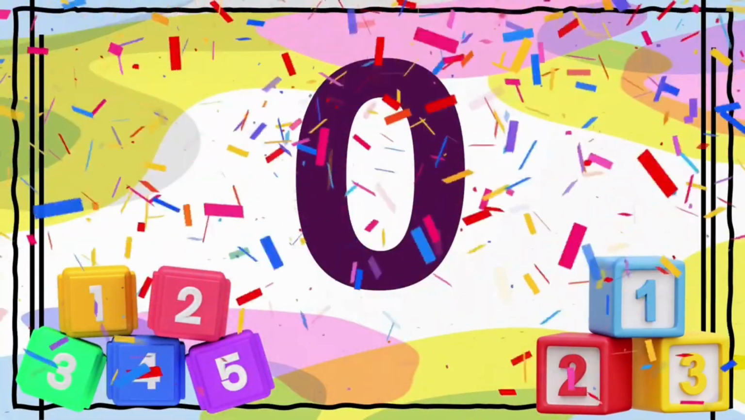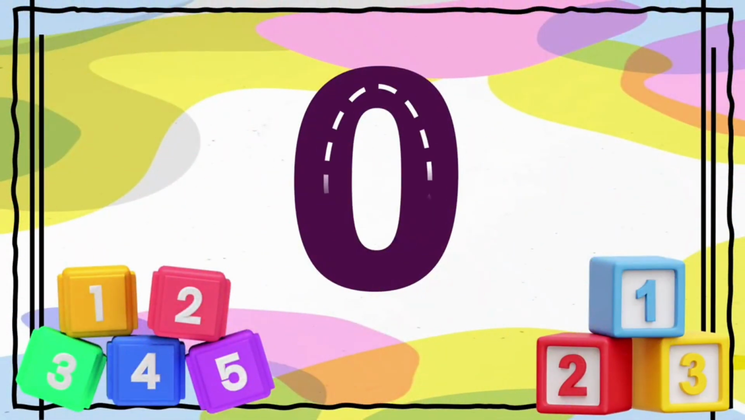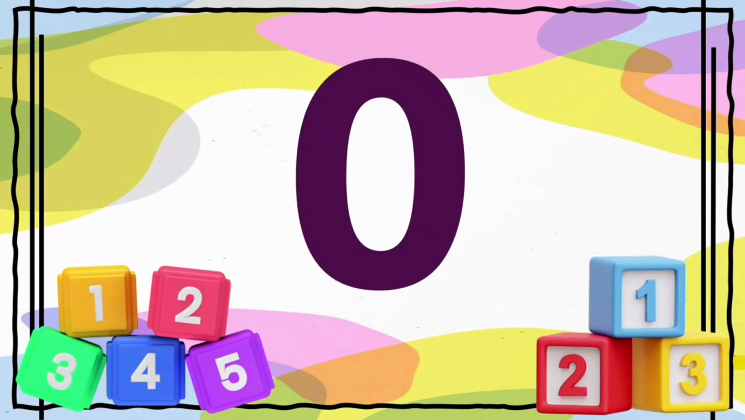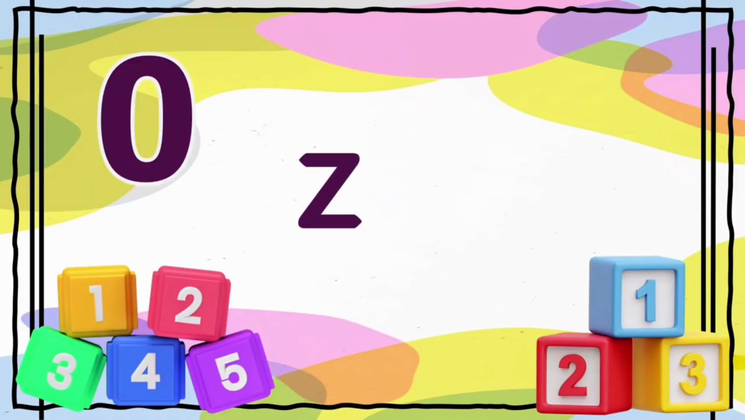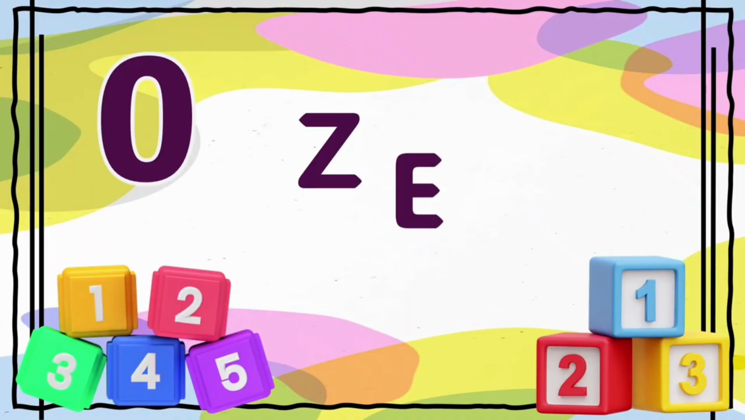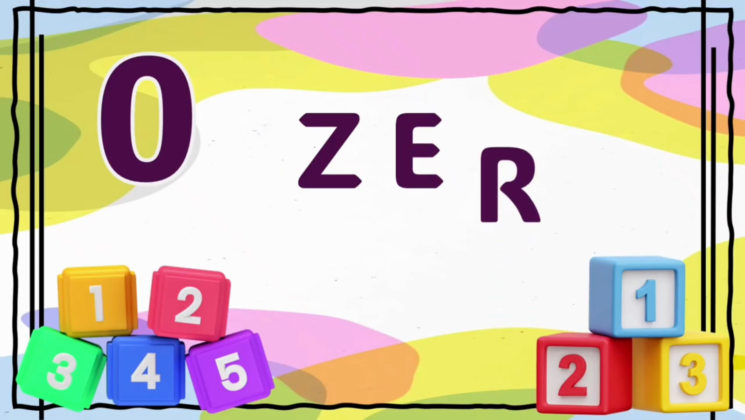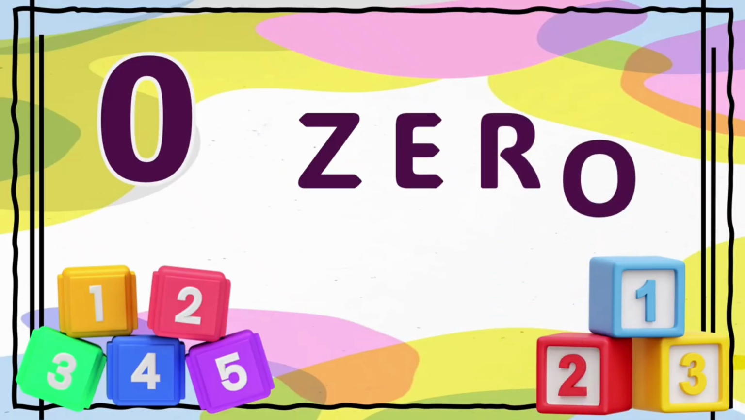0. Start at the top and draw a big oval shape. In this way you can easily write 0. What is the spelling of 0? Z E R O. Let's see some examples of 0.